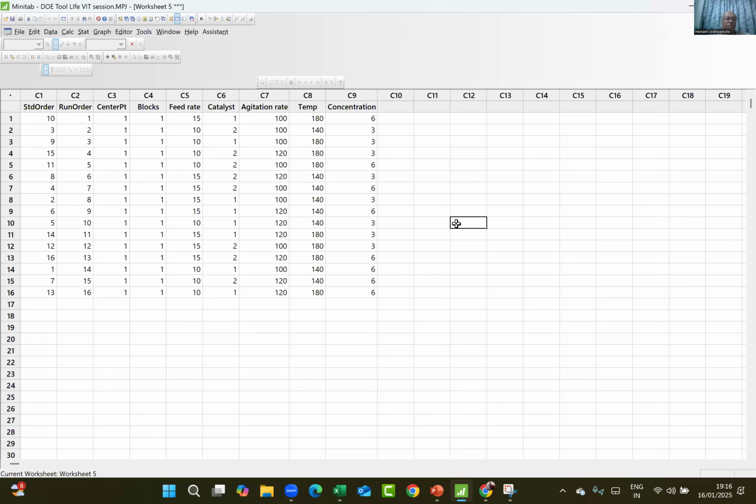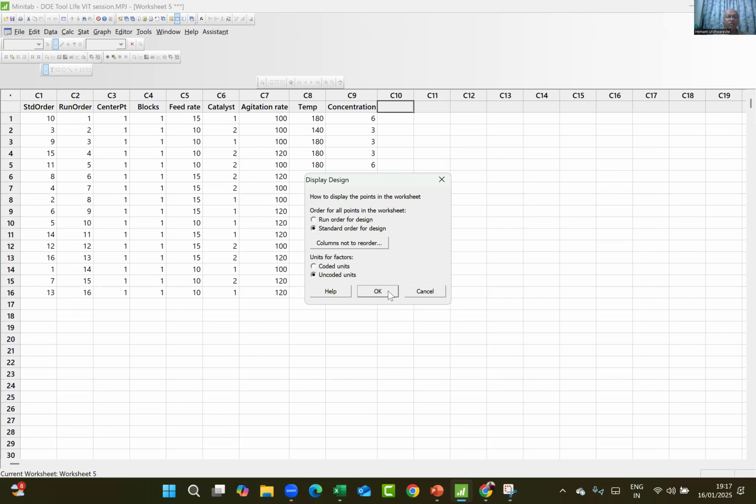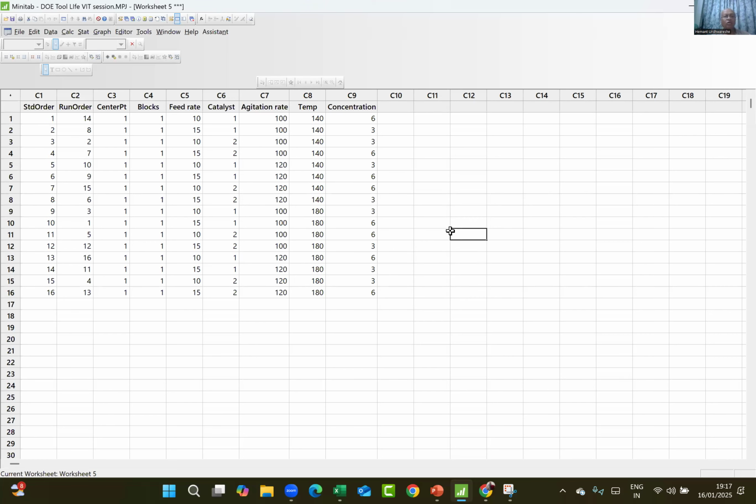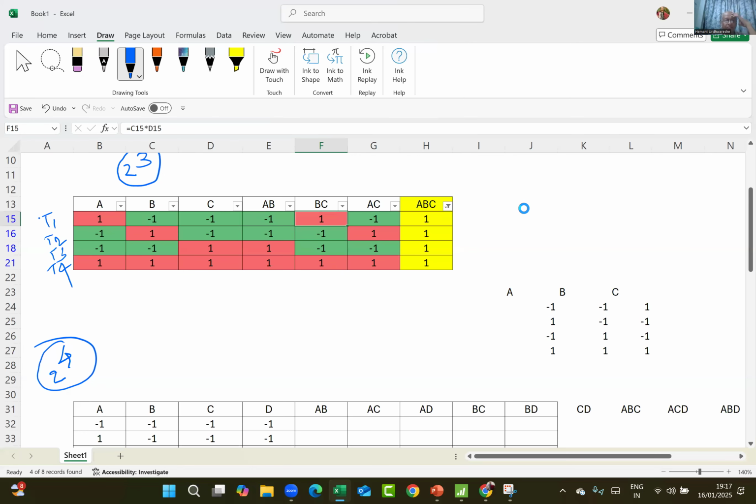If I want to add a column for a response here, it is customary or easy to add the response column by displaying the design in standard order, so that I can copy the data from the response tables file. I suppose that should be there. So I open that response tables DOE October 18 file. I hope it is there.